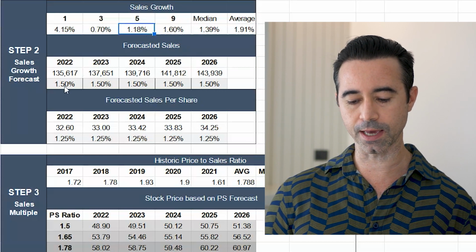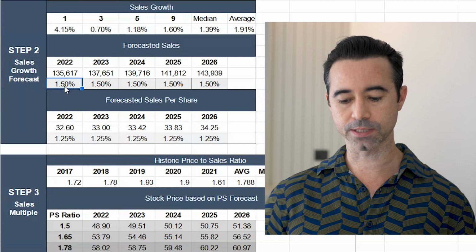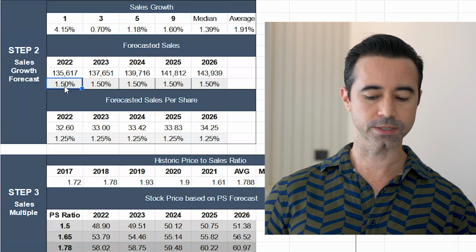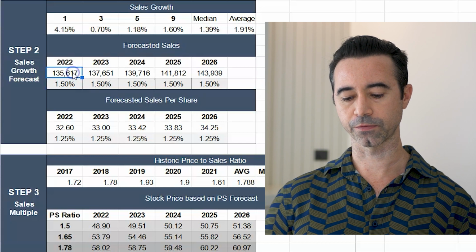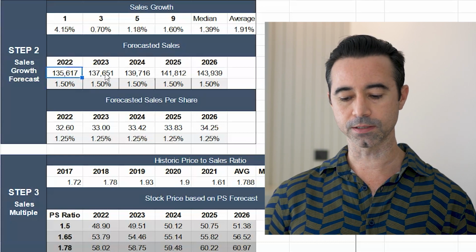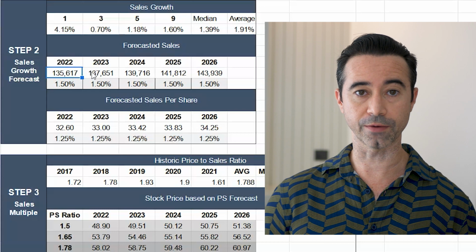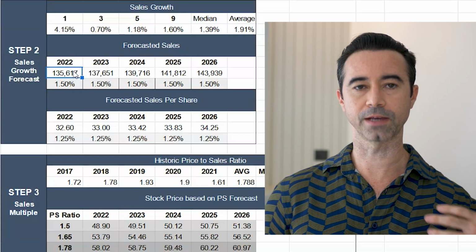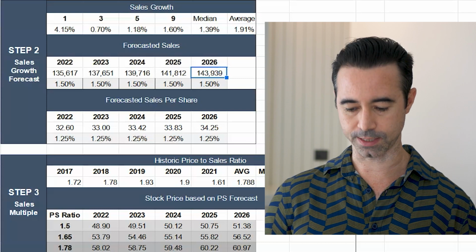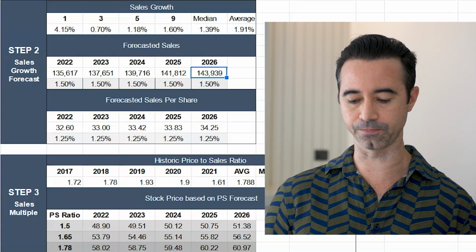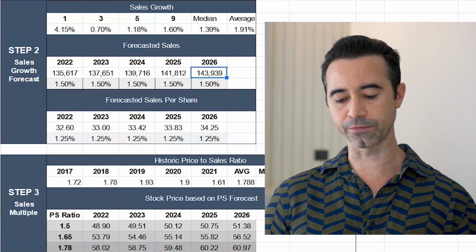So I'm using a 1.50% revenue growth or sales growth number going forward. I'm forecasting this from $135 billion, which was my forecasted revenue for 2021, going up into 2026, being $143 billion. So this is the forecast of revenue going forward.